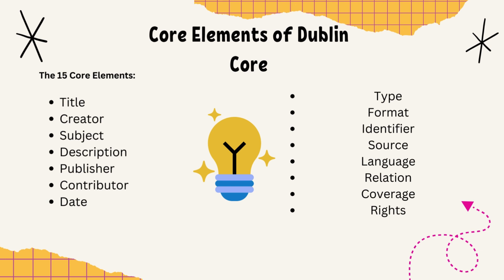The coverage element specifies the spatial or temporal topic of the resource. This can include geographical location or time period covered by the content. So in To Kill a Mockingbird, our geographical location or time period covered by the content would be Maycomb, Alabama in the 1930s. The rights element provides information about rights held in and over the resource. This includes copyright status and usage rights. So for the example that I'm referencing, the copyright would be 1960, Harper Lee, all rights reserved.